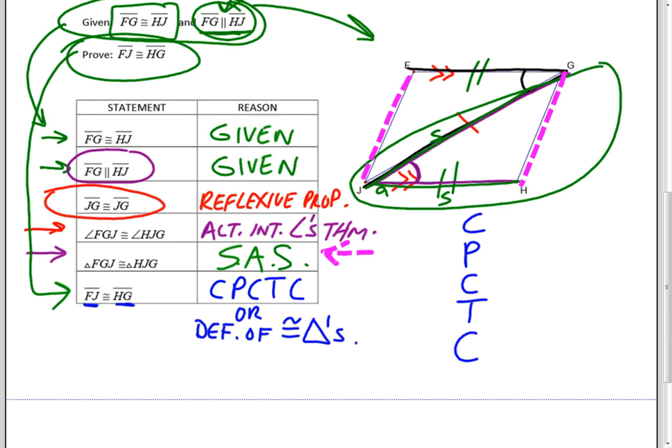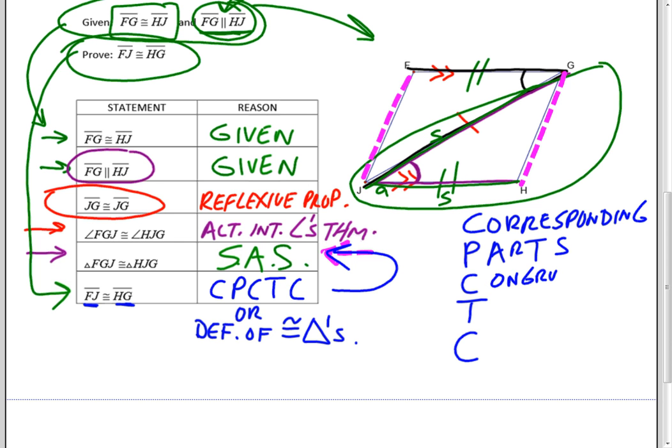What's the word I'm looking for? What do they do? Correspond. Yes. Corresponding parts. So you gotta have parts that actually correspond with each other. But you can't say CPCTC unless you have something on the line right before it. What's on the line right before it? What are these things? That's the next one. Congruent triangles.